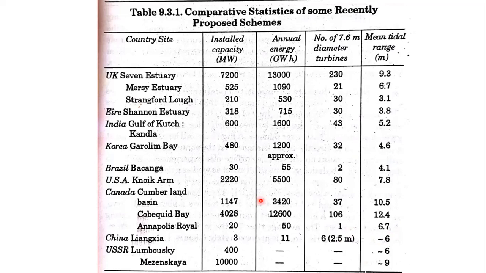And the highest is in the USSR, at 10,000 megawatts. The annual energy is not mentioned here, and the number of turbines is not mentioned either, but the mean tidal range is about 9. It is not that low. It is better. If you compare the others, we can see in this table. Okay, next.